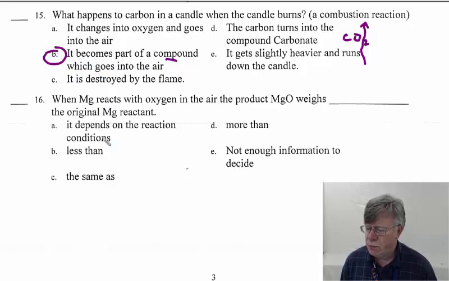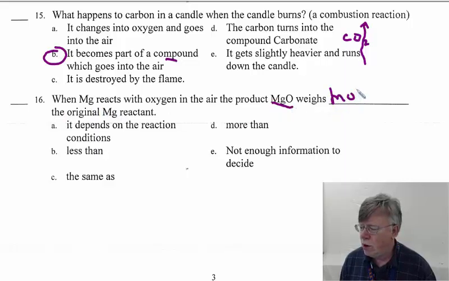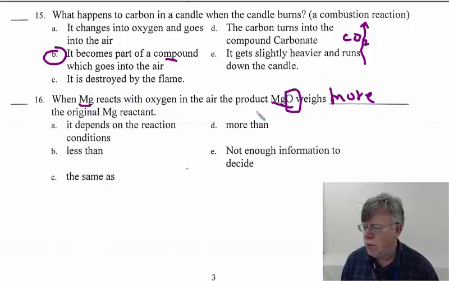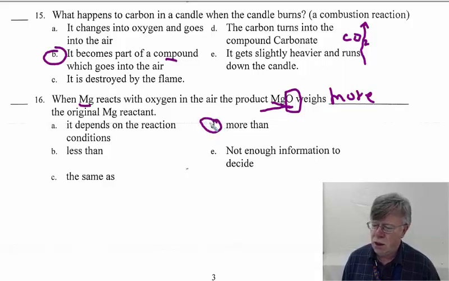When magnesium reacts with oxygen in the air to produce magnesium oxide, it's going to weigh more because you have now an added oxygen. So you start out with just magnesium. Well, magnesium oxide obviously is going to weigh more than just magnesium by itself.